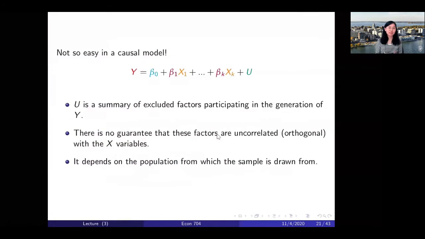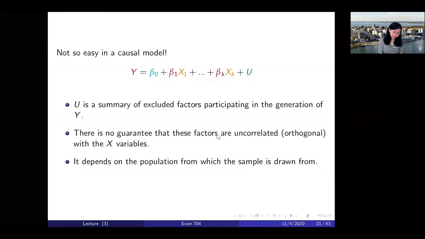Now, it's a much different story in the causal model. It's not so easy to guarantee the orthogonality condition in a causal model. Remember, in a causal model we need to tell a story about how y is generated, how y is determined by x and the unobservables.